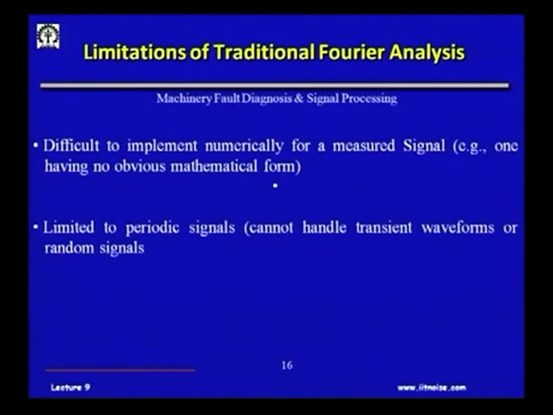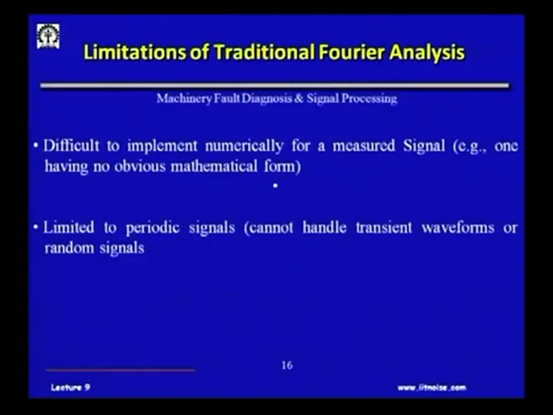So, you will see the limitations of the traditional Fourier analysis. It is difficult to implement numerically for a measured signal, because one obviously has no obvious mathematical form. If I knew y(t), I would have done this integration very easily. Another limitation of this Fourier analysis is that it is limited to periodic signals. It cannot handle transient waveforms or random signals.